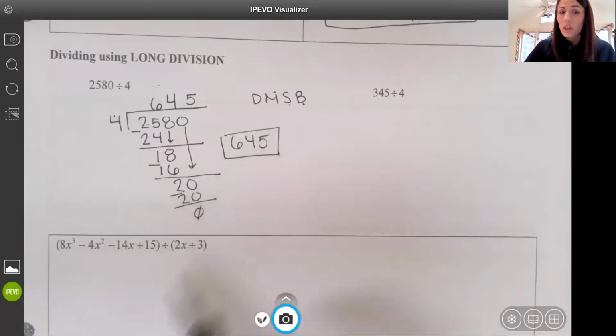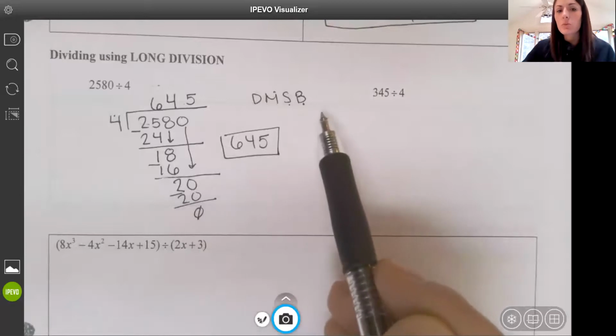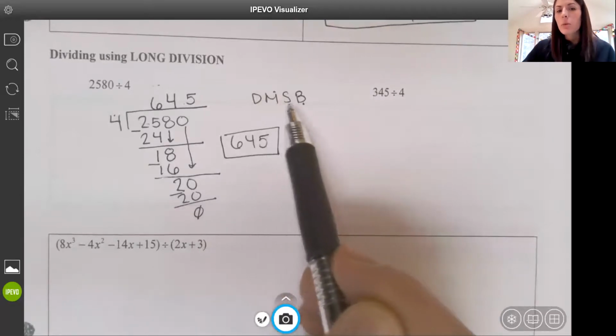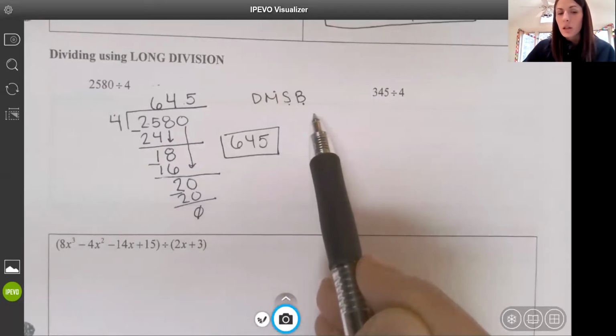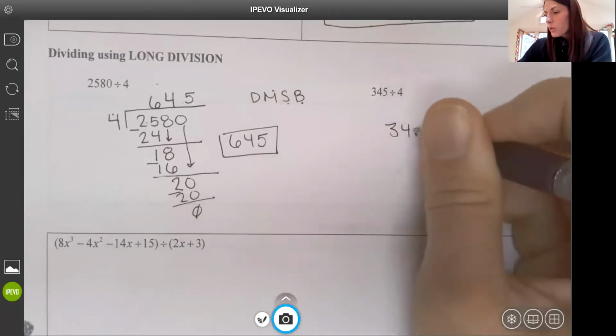is the same when we do polynomials. It's the same rotation of divide, then I multiply it, I subtract it, I bring down. I divide that, I multiply it, I subtract it, I bring down. So let's look at another one with just numbers, and then we'll jump into our polynomials.